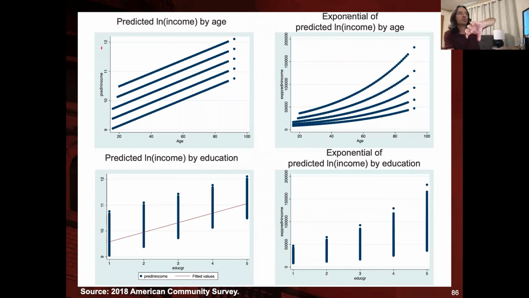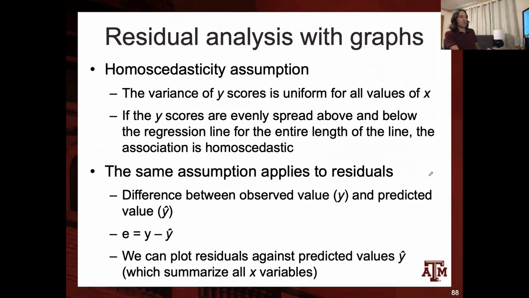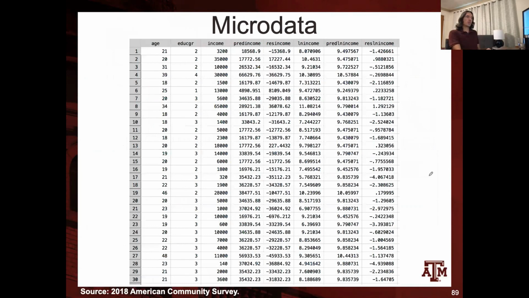And if I just do the exponential of income to have this information here in dollars amount instead of being log amount, I just see these curves, okay? Increase in age, increase income, increase education, increase income. I can do several analyses with graphs, whenever I have my variables there, age, education, income.